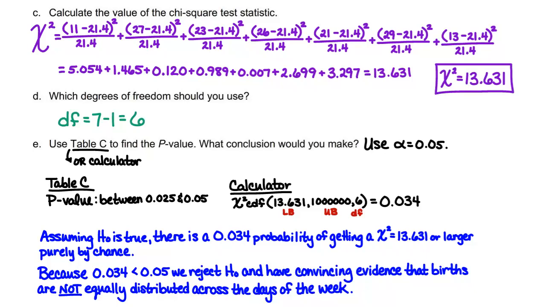Which day of the week was the most different from what was expected? Sunday. And looking at the raw value, 11 births on a Sunday, do you think the Sunday births are more likely or less likely? Less likely. We had 11 out of an expected 21.4. Most of my chi-squared came from this proportionally.